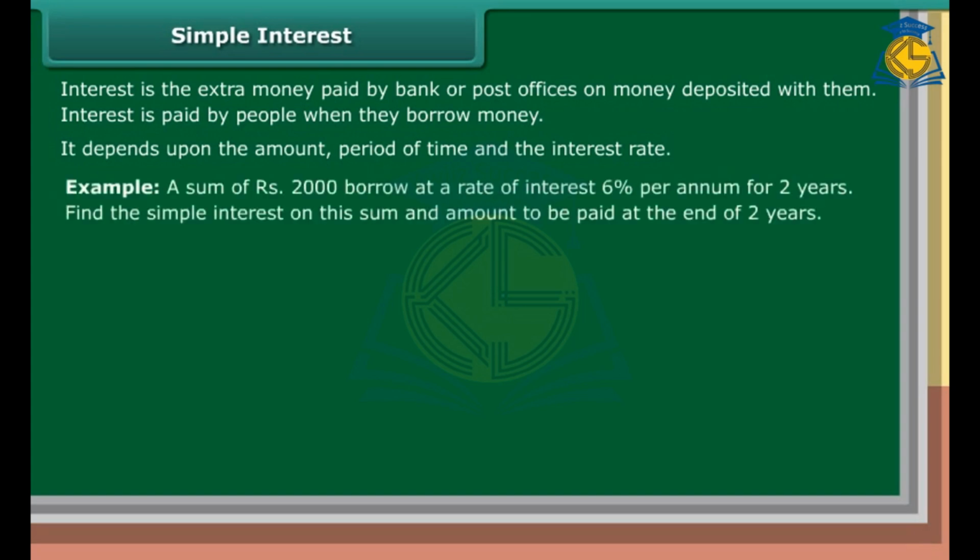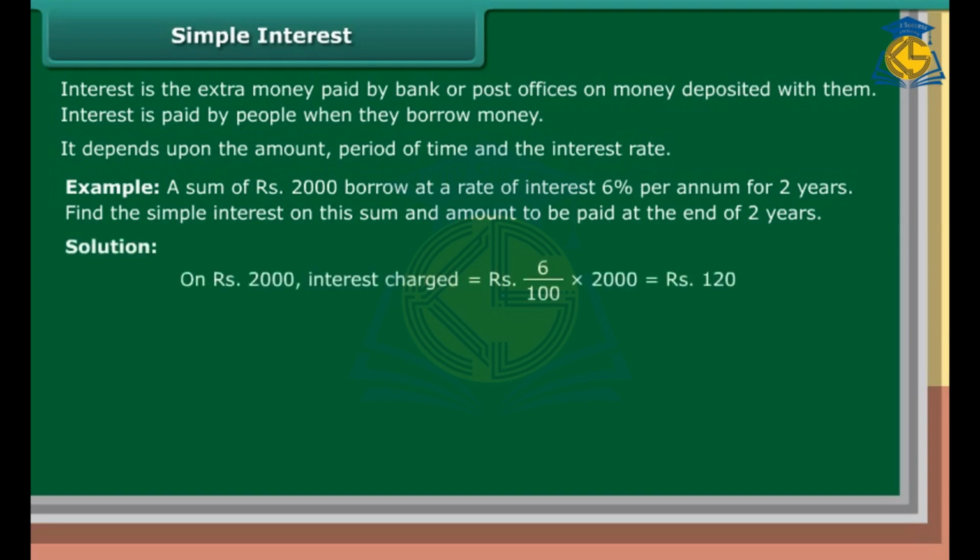Example. A sum of rupees 2000 is borrowed at a rate of interest 6% per annum for 2 years. Find the simple interest on this sum and the amount to be paid at the end of 2 years. Solution. On rupees 2000, interest charged is equal to 6 upon 100 into 2000 is equal to rupees 120. Interest for 2 years is equal to rupees 120 into 2 is equal to rupees 240.